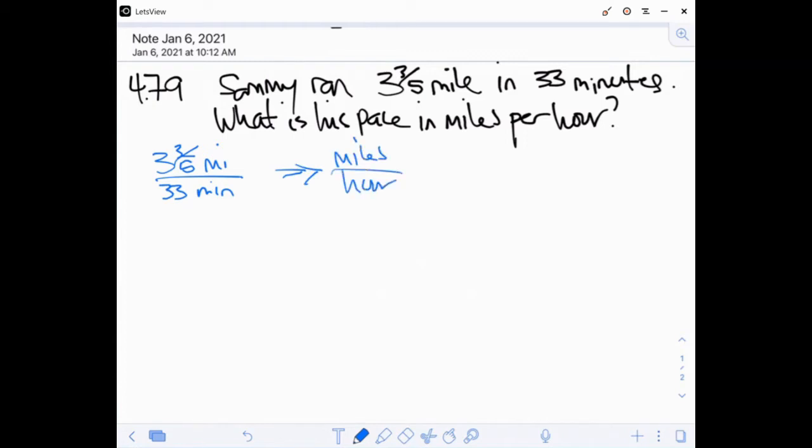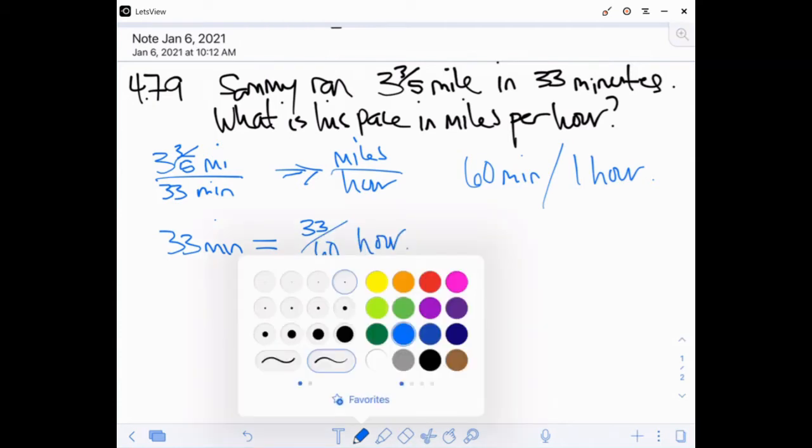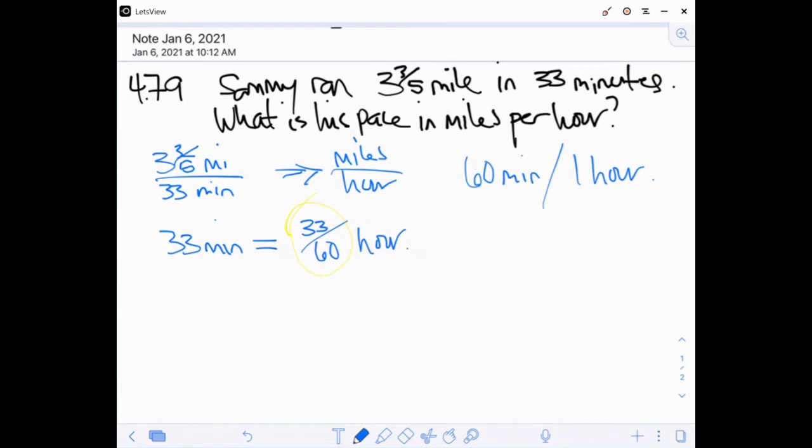So I need to convert these minutes into hours, and we know there's 60 minutes in 1 hour. So I'm going to rewrite my ratio, or my proportion. We can say that 33 minutes is the same thing as 33 sixtieths of an hour. And 33 sixtieths, because I know I'm going to be working with that number, I'm going to reduce that. Let's factor out a 3, so we can reduce that to 11 twentieths of an hour.